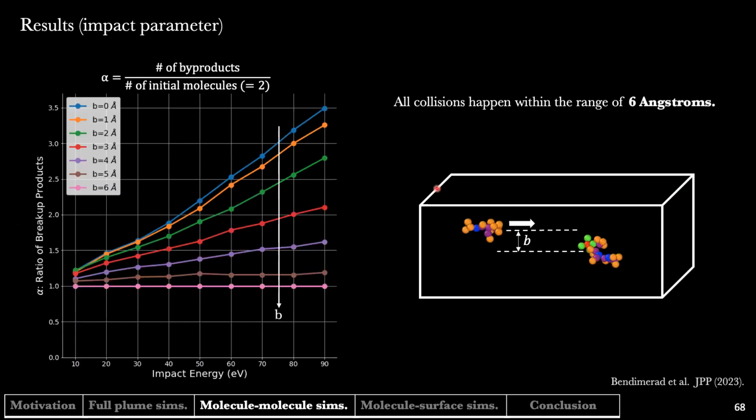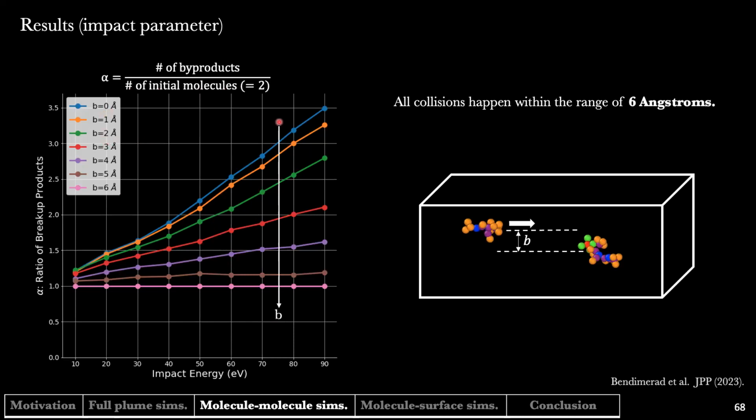And we also investigate the influence of the impact parameter B, that is the distance between the centers of mass of the two molecules. We also define this parameter alpha, that is the ratio of the breakup products, that is the number of byproducts divided by the number of initial molecules, which is 2 initially. And you observe an increase in the number of byproducts with an increase in impact energy, which means that stronger impacts lead to a higher number of fragments.